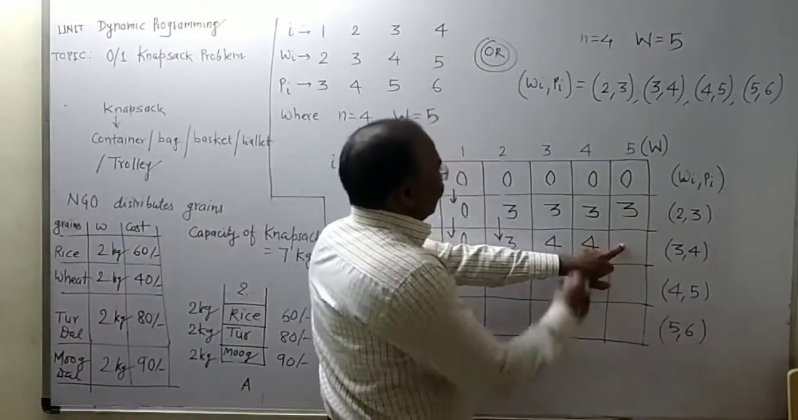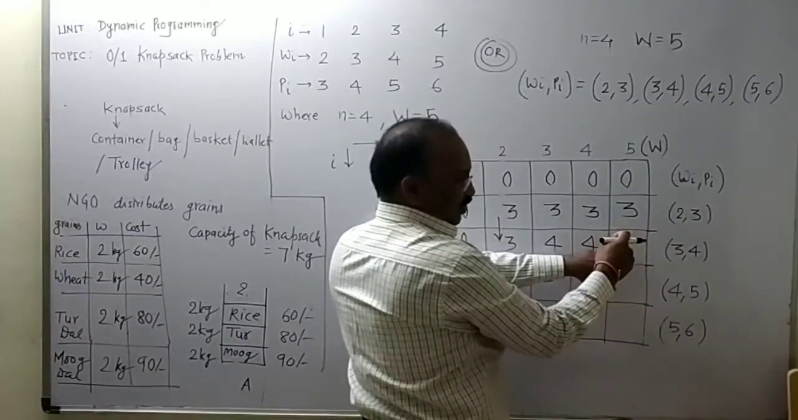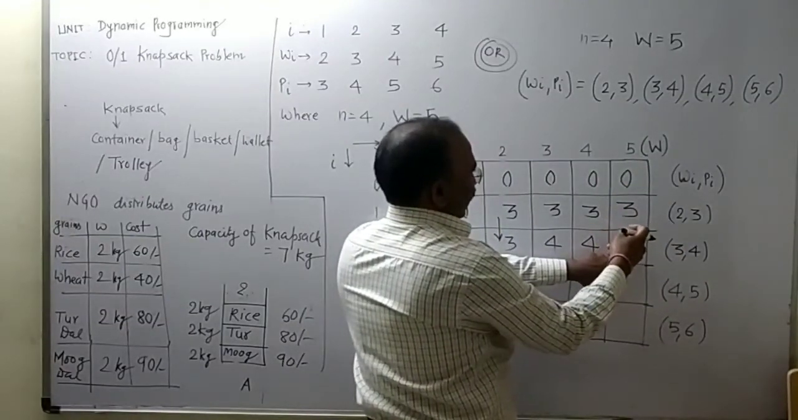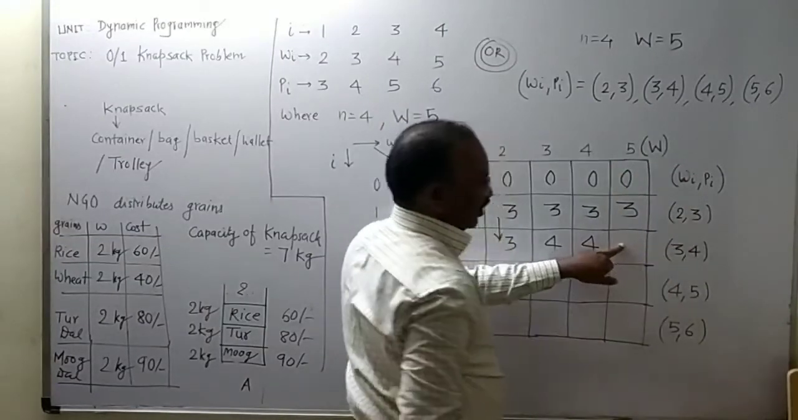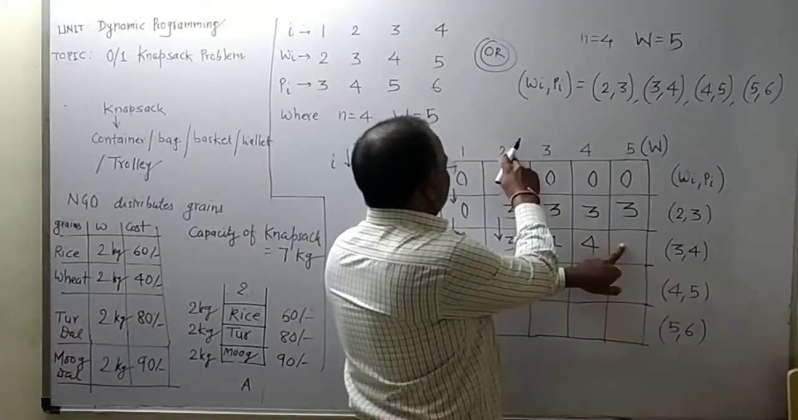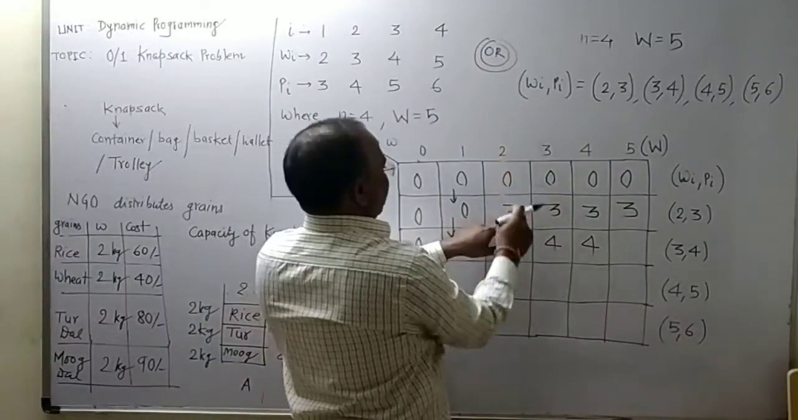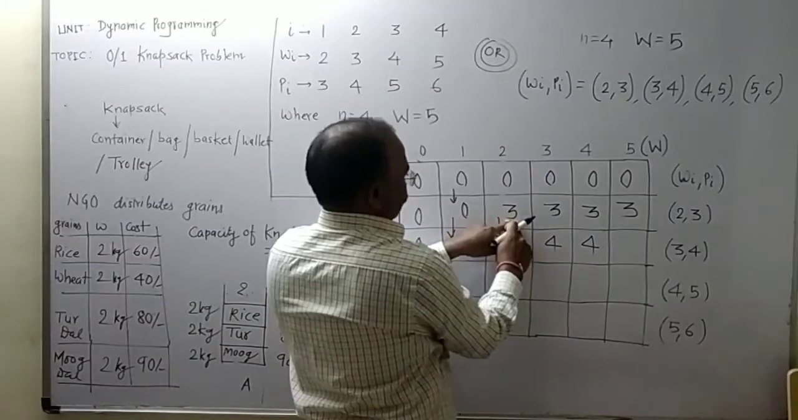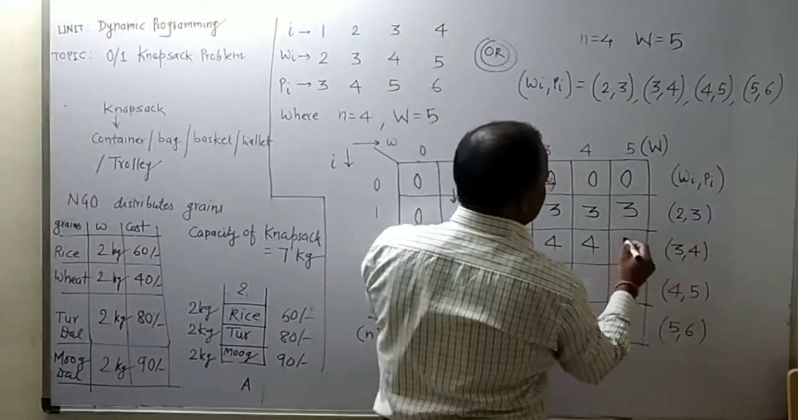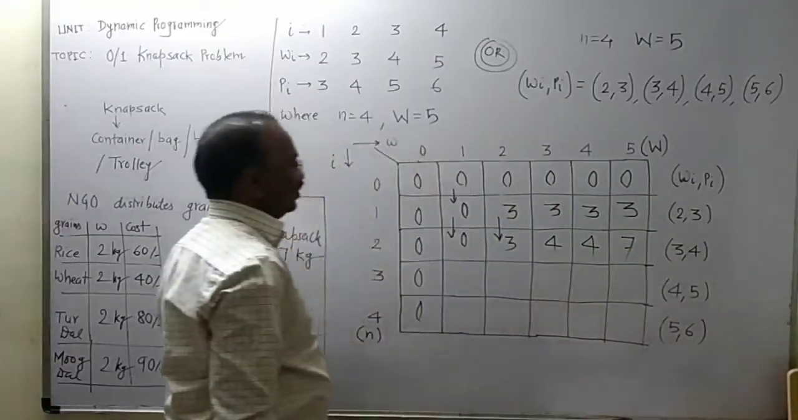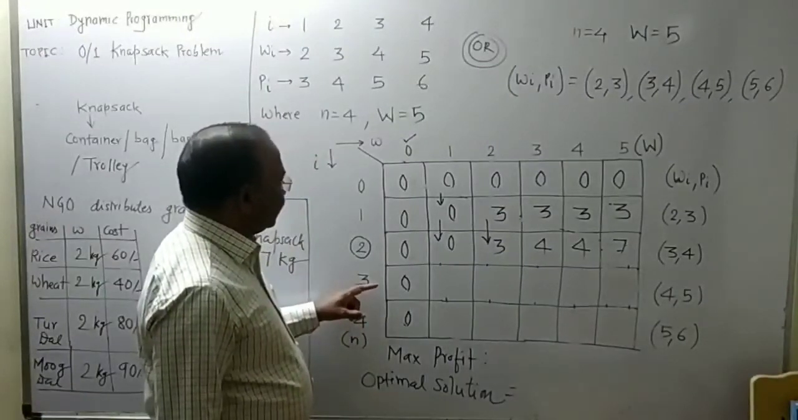Then 5 is not less than 3. Then we have to find out another column. How to find out? 5 minus 3, that is 2. Means this will be the column. And the previous row is nothing but the first row and the value is this. So 3 plus 4, that is 7.